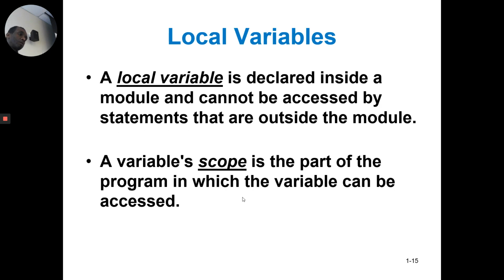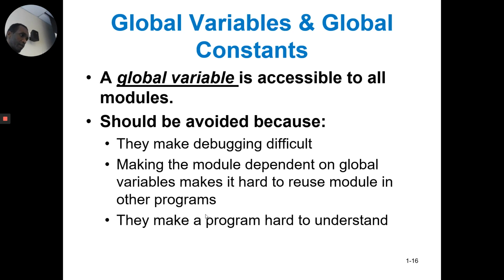Then we have what's called a local variable. A local variable is declared inside a module and cannot be accessed by statements that are outside of the module. And then we have what's called a variable scope, which is the part of the program in which the variable can be accessed. Now, since I'm here at the local variable, let's define the two. And then we have what's called a global variable that is accessible to all modules and should be avoided because it makes debugging difficult. Making the module dependent on a global variable makes it hard to reuse the module in other programs. They make programs hard to understand.